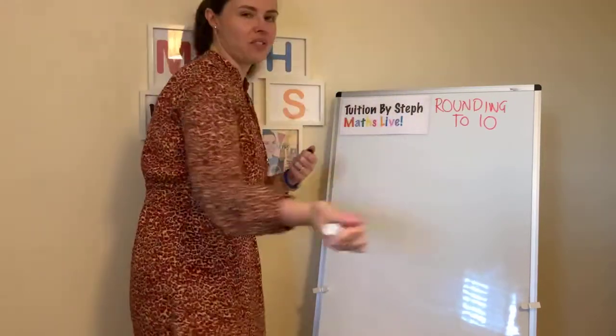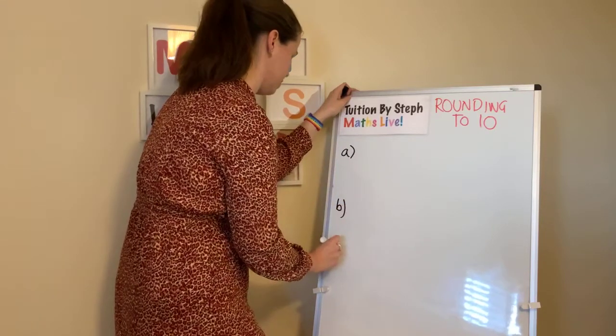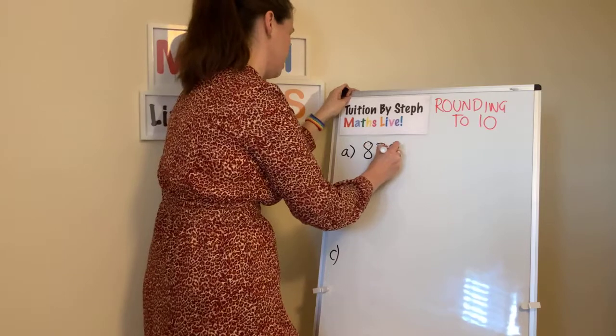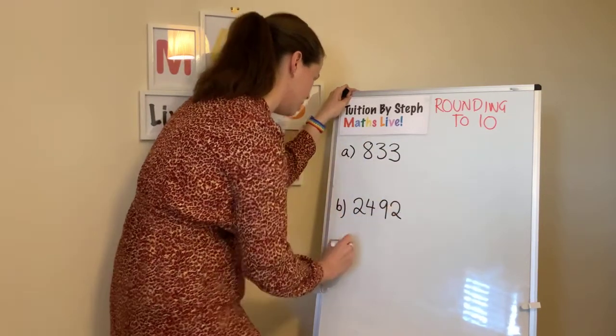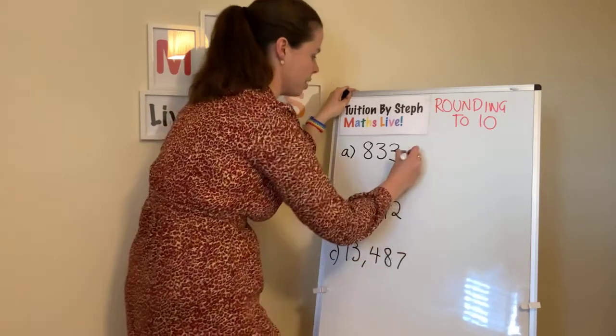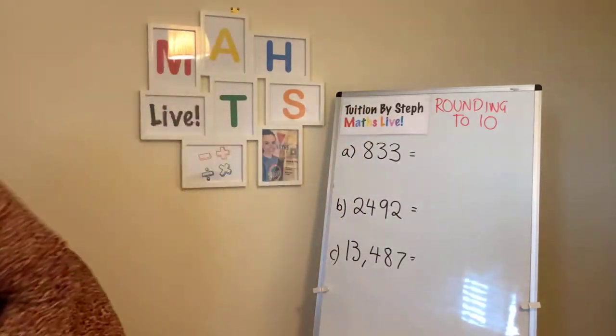So here are your final questions. A, B, C. Okay, still rounding to the nearest 10. Off you go. I bet some of you have nearly finished and I've not even gone over to my phone to have a look.